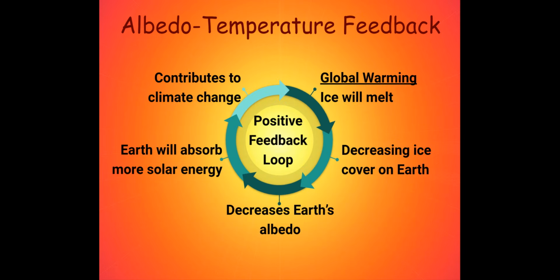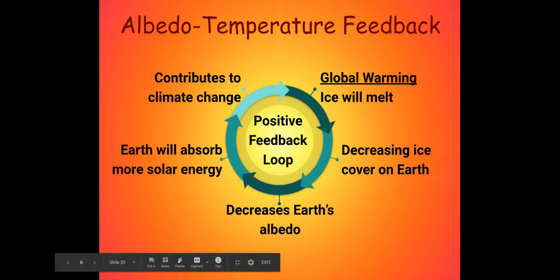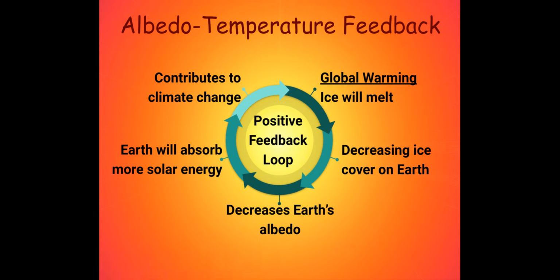The ice albedo feedback is an example of a positive feedback loop. A feedback loop is a cycle within a system that increases positively or decreases negatively the effects on that system. In the Arctic, melting ice exposes more dark ocean, which has a lower albedo, which in turn absorbs more heat and causes more ice to melt. And the cycle continues.